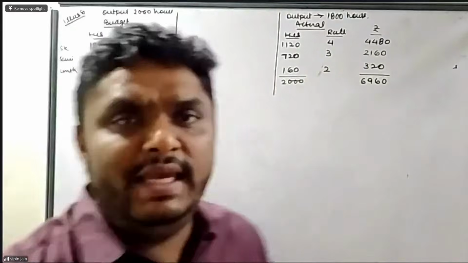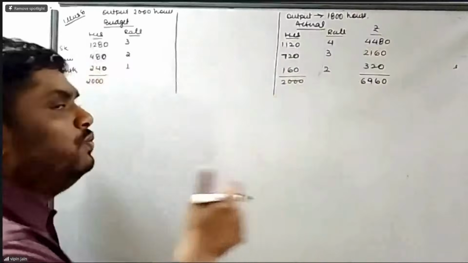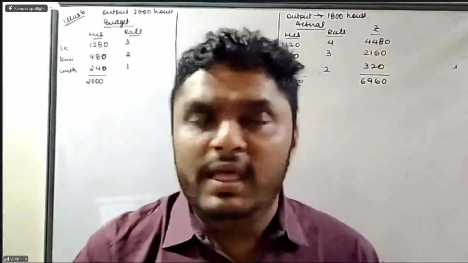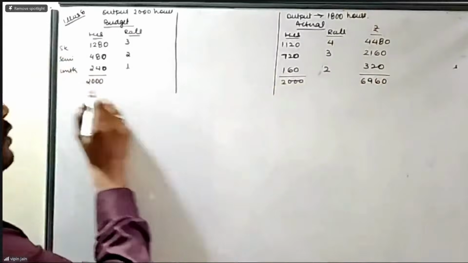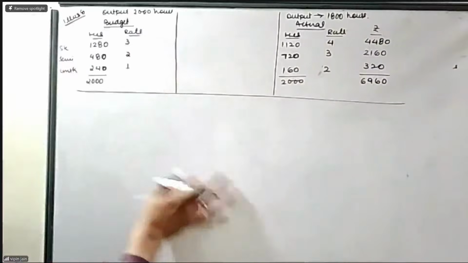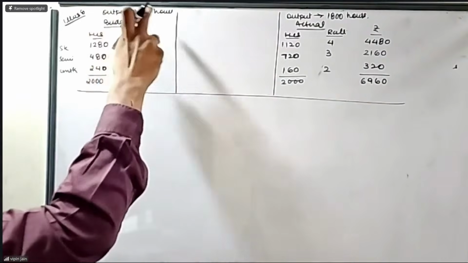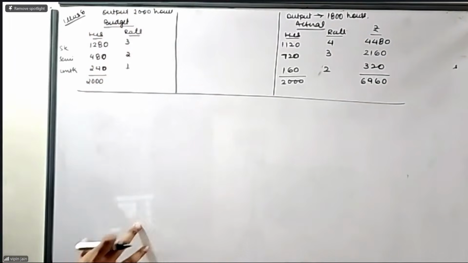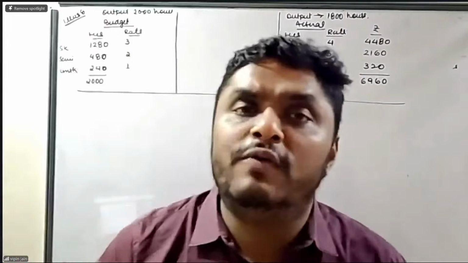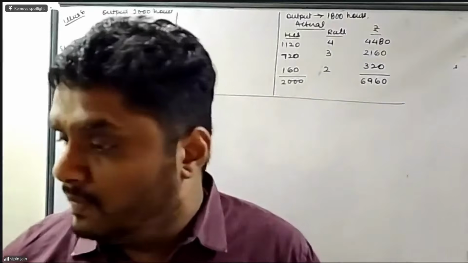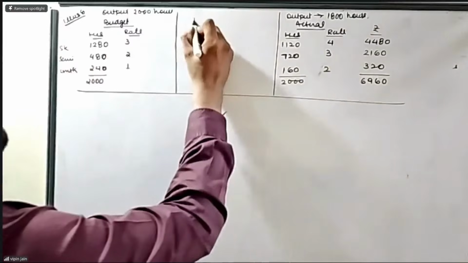So herein what we can see is that even though they worked for 2000 hours, they were able to generate an output of only 1800 hours. When talking about the budgetary data, they worked for 2000 hours and were able to generate an output of 2000 hours. But when talking about actual data, even though they worked for 2000 hours, they were able to generate an output of only 1800 hours. So this much data is given in the question. Now let's prepare the revised standard.